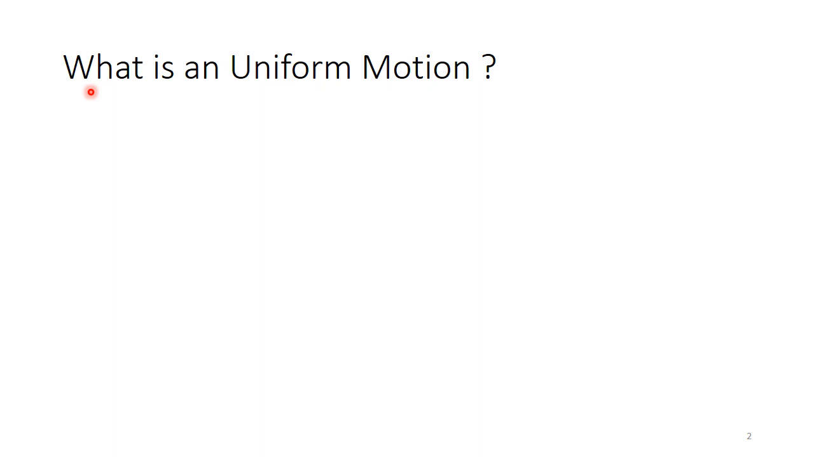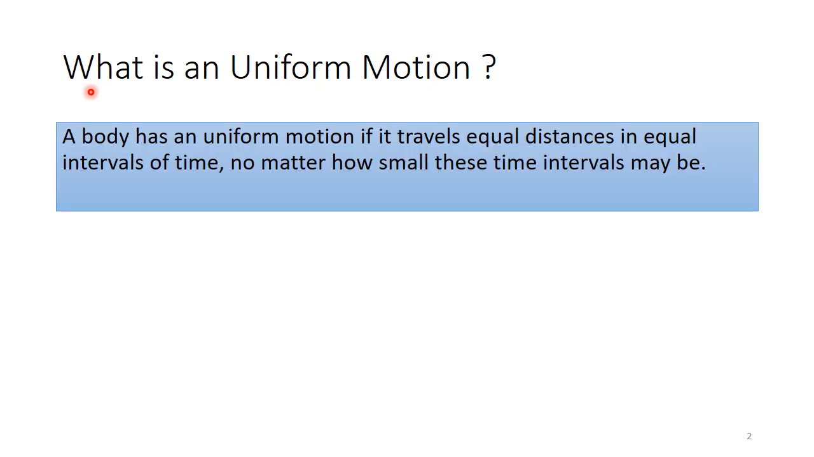What is a uniform motion? A body has a uniform motion if it travels equal distances in equal intervals of time, no matter how small these time intervals may be.